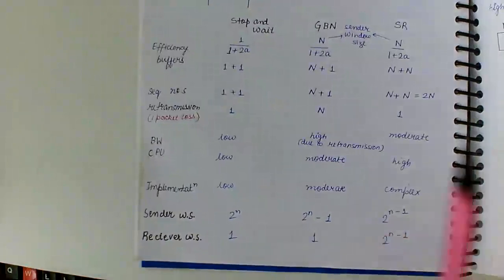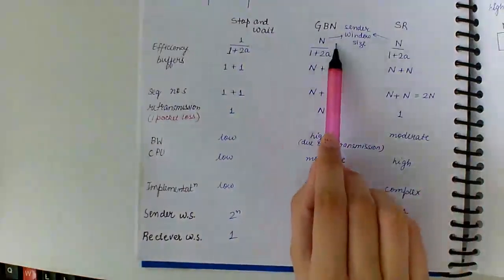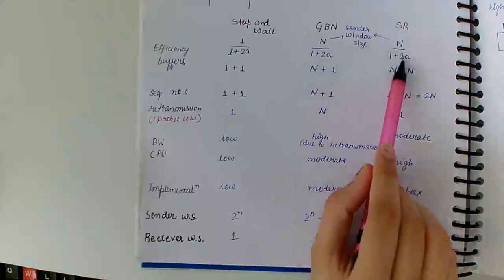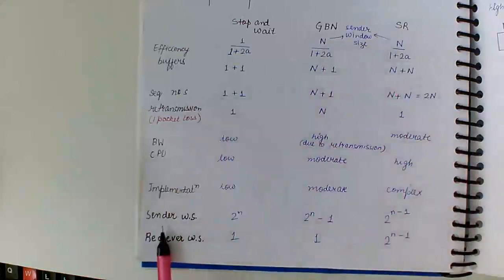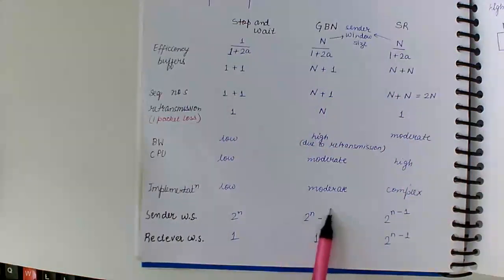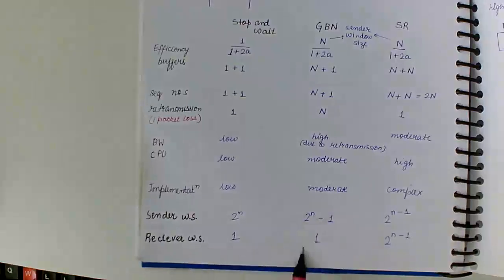Here we can see that for stop and wait, GBN, and selective repeat, these are the differences, and for sender window size, for GBN it is 2 to the power n minus 1, and the receiver window size is 1.